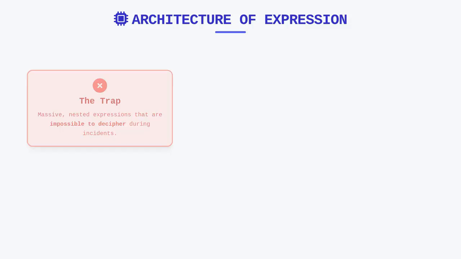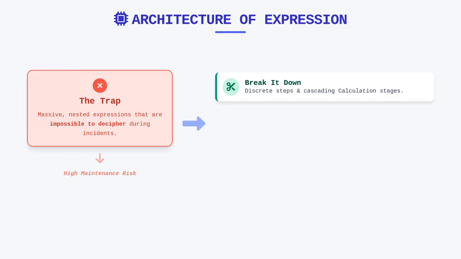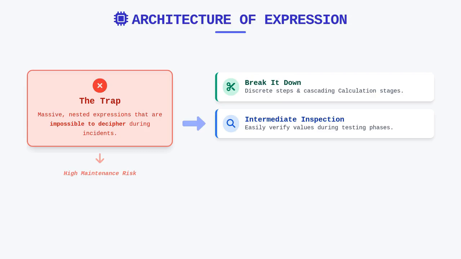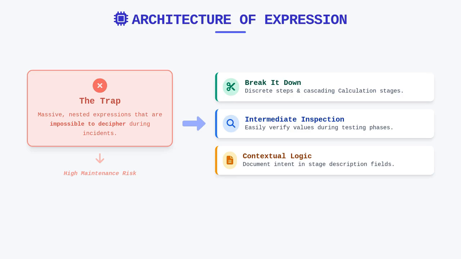The architecture of your expression itself warrants careful consideration regarding both readability and long-term maintenance. When faced with complex logic, developers often fall into the trap of creating one massive, nested expression that becomes impossible to decipher during an incident review. Instead, favor breaking nested functions into discrete steps or cascading calculation stages, which allows you to inspect intermediate values during testing. If you must use complex formulas, treat them like code and provide context.